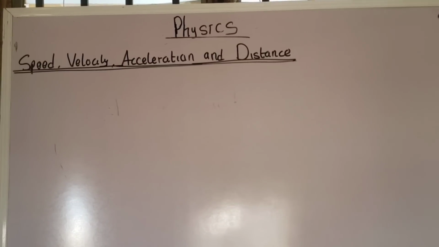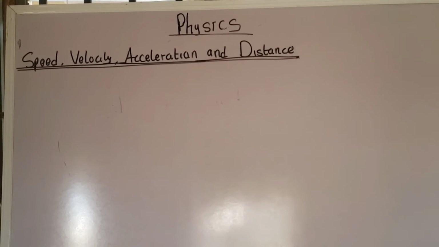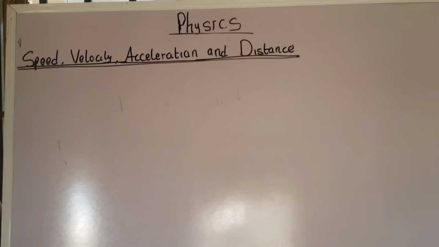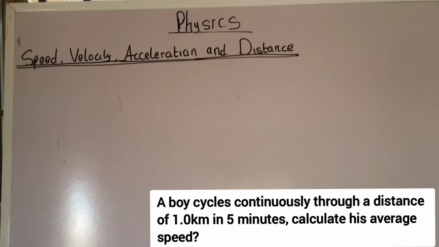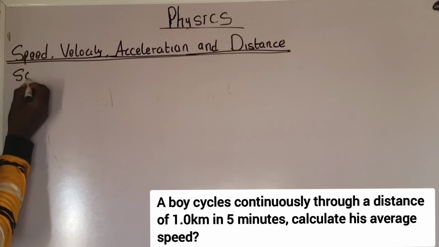In this class, we're going to go over practice questions on speed, velocity, acceleration, and distance. Okay, let's start with the first question. A boy cycles continuously through a distance of 1.0 kilometer in 5 minutes. Calculate his average speed. Okay, solution.